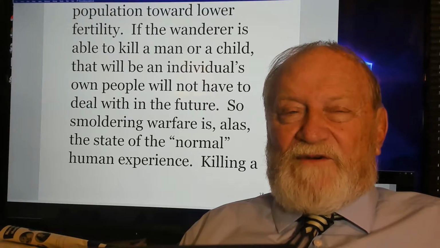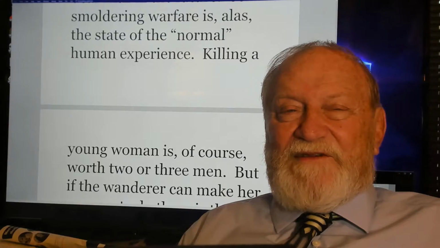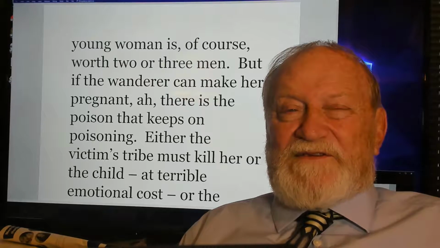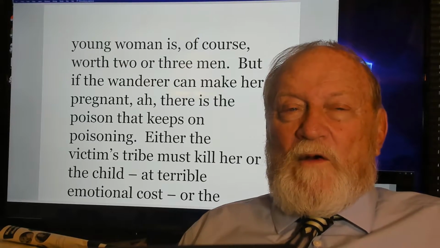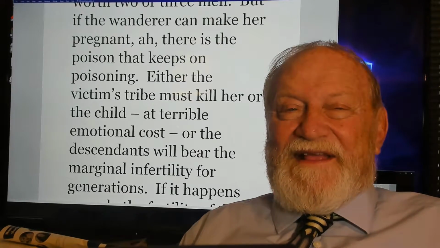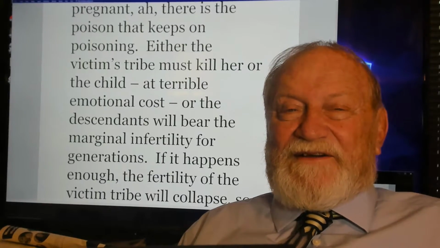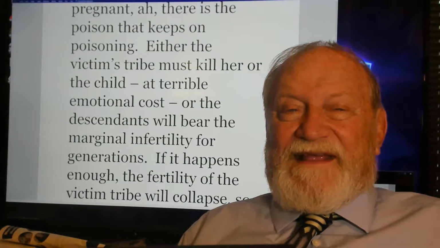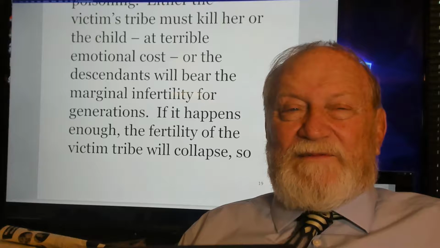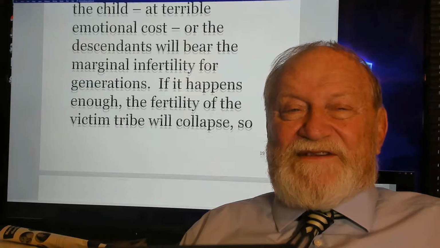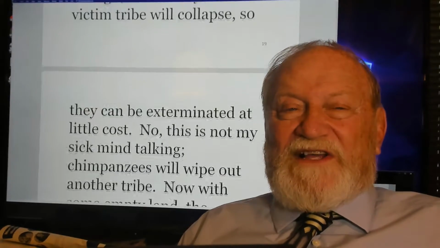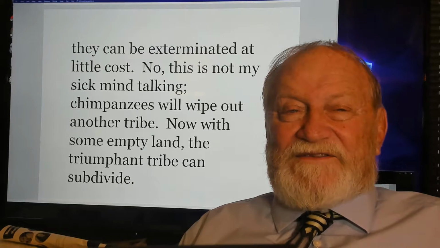This is unfortunately the normal state of human experience. Smoldering warfare. Killing a young woman, of course, is worth killing 2 or 3 men, but if the wanderer can make her pregnant, there is the poison that keeps on poisoning. Either the victim's tribe must kill her or the child, either way, at terrible emotional cost, or the descendants in that tribe will bear the marginal infertility for generations. If that happens enough, the fertility of the victim tribe will collapse so they can be exterminated at little cost.